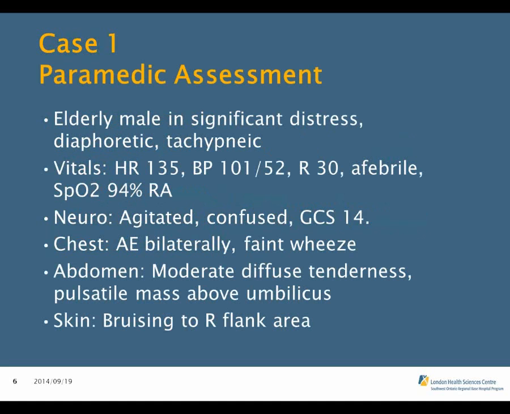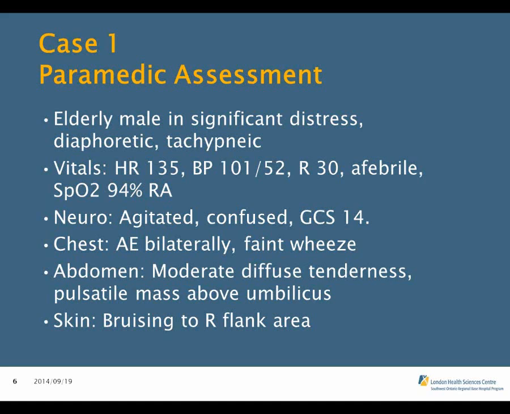On assessment, you see an elderly male in significant distress. He's diaphoretic and tachypneic. His vitals are as follows. His heart rate's 135. His blood pressure is 101 on 52. His respiratory rate is 30. He's afebrile, and his saturations are 94% on room air.